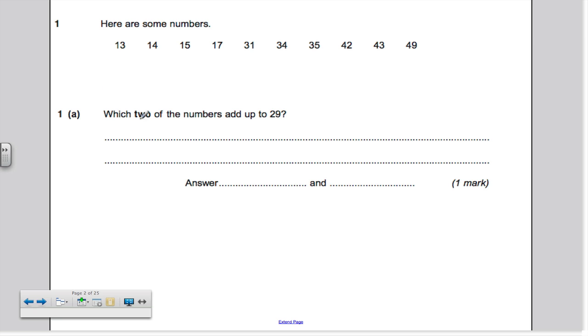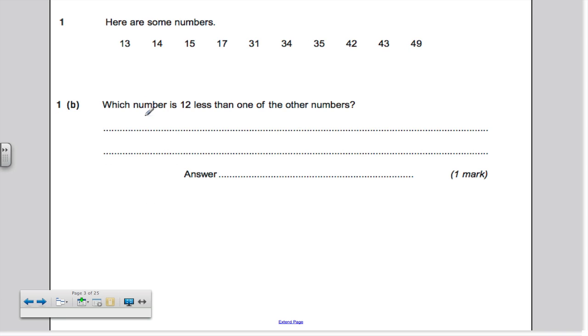Right, question 1. 1A says, which two of the numbers add up to 29? We have a list of numbers and we want to find two numbers that add up to 29. I'll always suggest that you look at the last digit, and that should give you some idea of what you need to use. Well, if you look closely, 14 and 15, the 4 and the 5 gives me the 9, and 1 and 1 gives me 2. So 14 plus 15 gives us 29. And there is your first mark, 14 and 15.